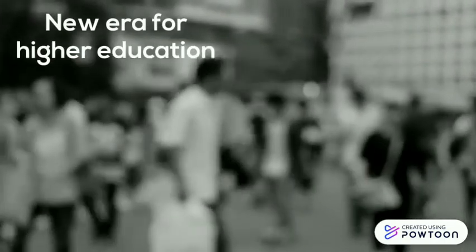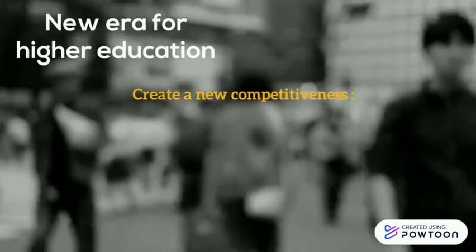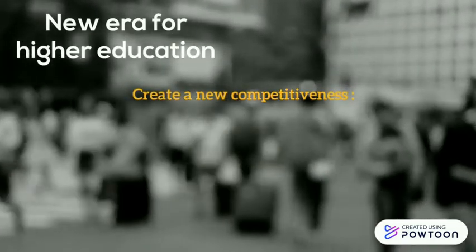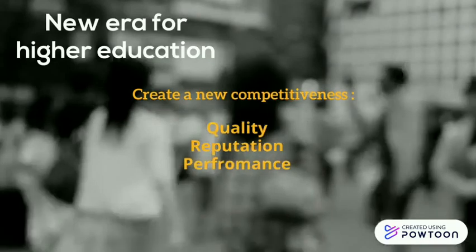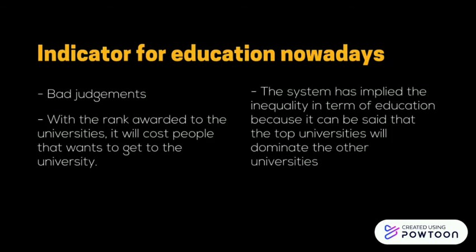As a conclusion, we can say that the new era for higher education is the university ranking system. This system also creates a new competition for universities in terms of quality, reputation, performance, and more. Here is what we can conclude on the method of university ranking. The system is actually an indicator for education, as nowadays many institutions are exposed to the ranking system to compete with each other. Even though the system has increased good competitiveness between universities, it still gives negative effects such as bad judgment.